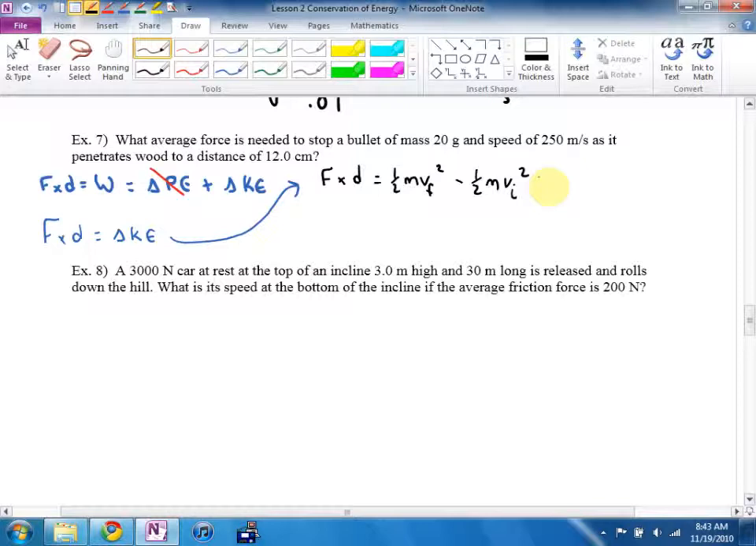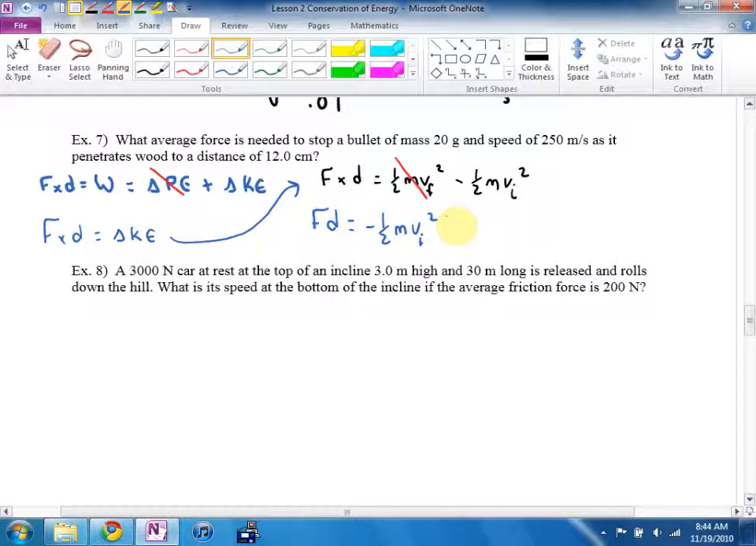What's my final velocity in this question? Read it carefully. How do I know? Oh, stop. So this is kind of nice. In fact, the equation I'm going to get, it looks like, is F d equals negative a half m v initial squared. Now, the negative is simply telling me that my force is in the opposite direction of the motion, that this bullet is losing energy, which it is. It's coming to a stop. So I'll sort of ignore the negative. I'll look at it, and it reassures me that I've got this set up right.